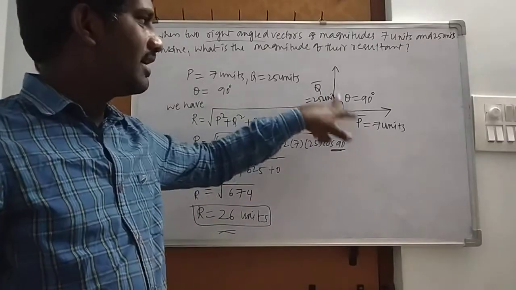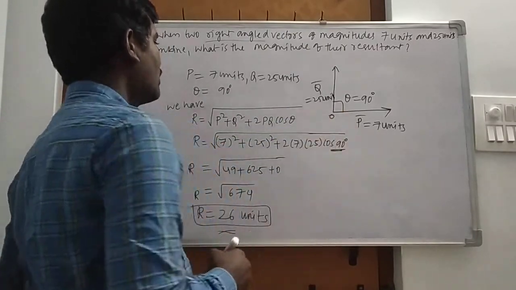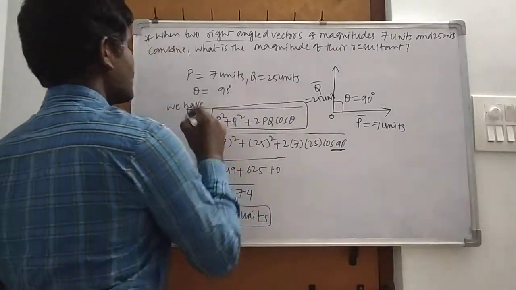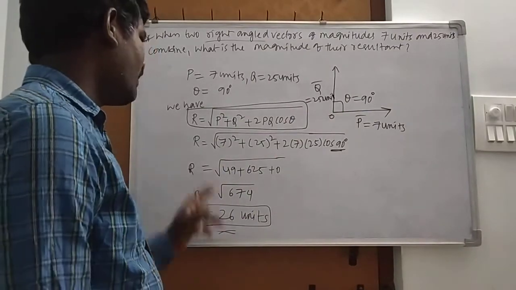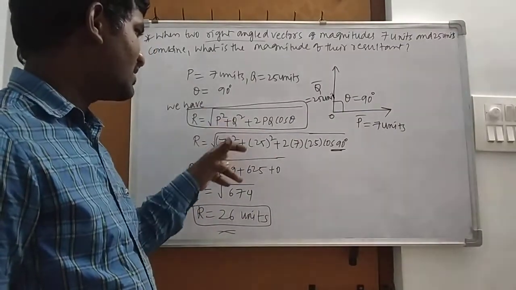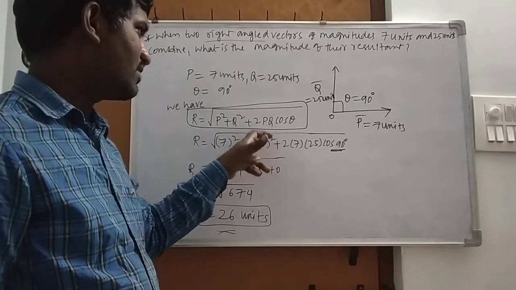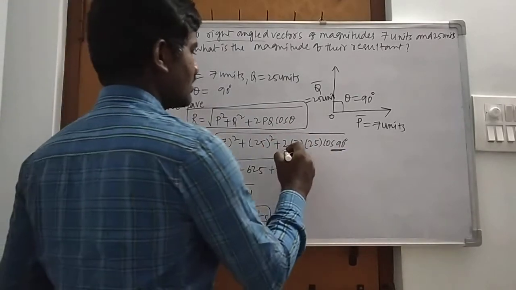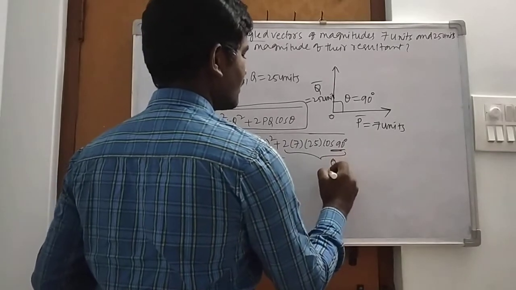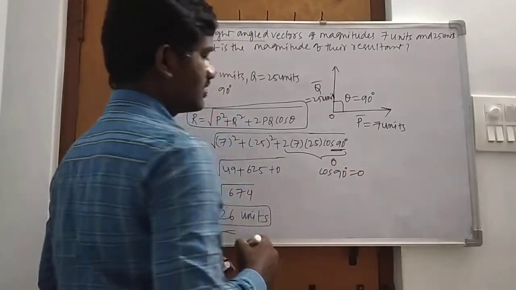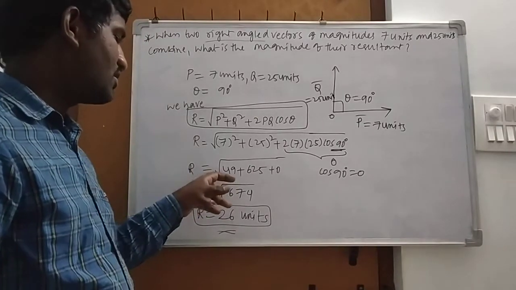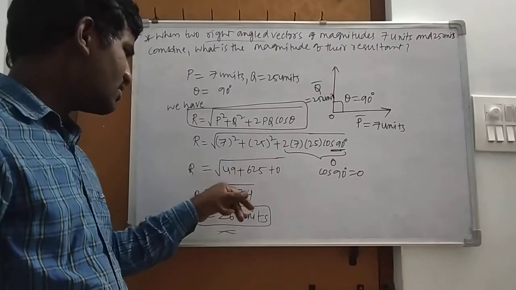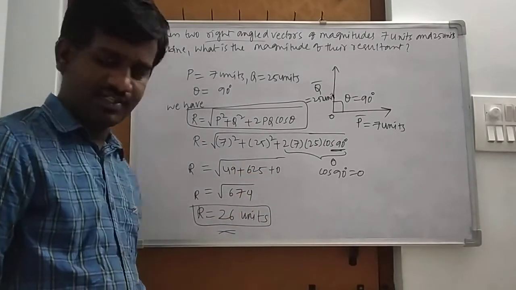If they combine like this at a point O, we have the resultant vector formula R is equal to the square root of P square plus Q square plus 2PQ cos theta. R is equal to the square root of 7 square plus 25 square plus 2 into 7 into 25 cos 90. This total term becomes 0 because cos 90 is 0. Therefore R is equal to the square root of 49 plus 625 plus 0, which is the square root of 674. R is equal to 26 units. Okay, right.